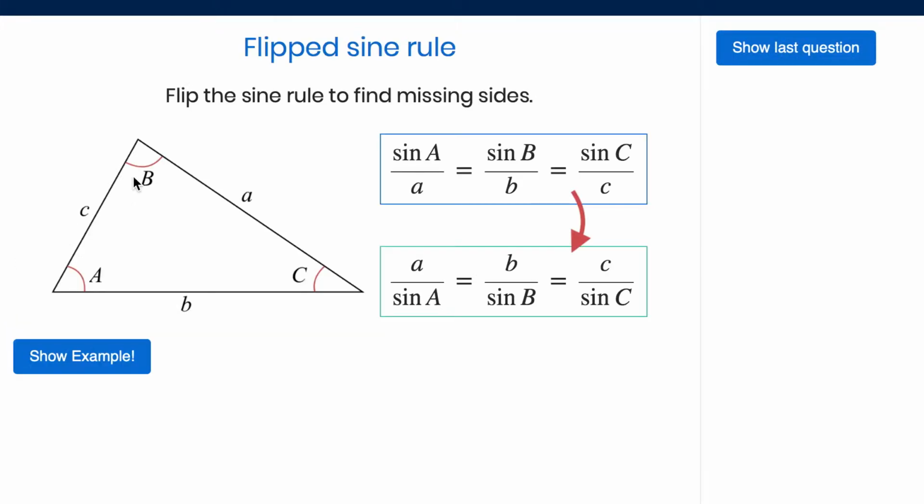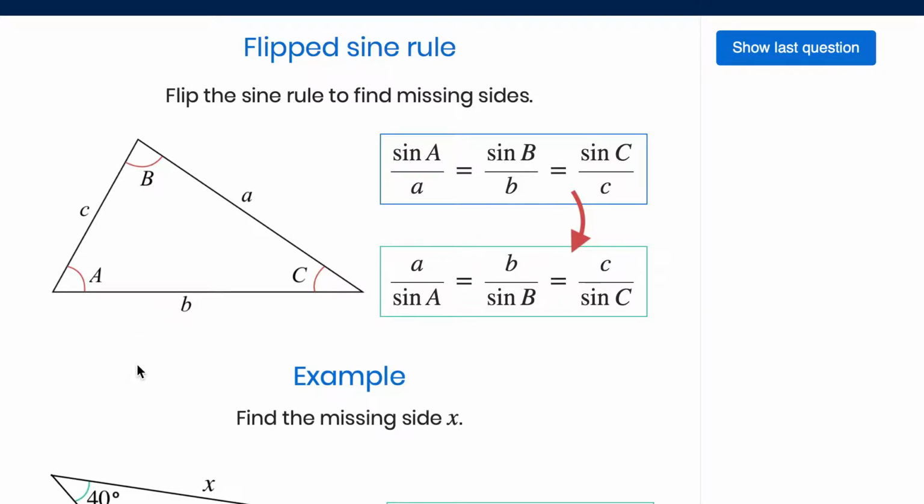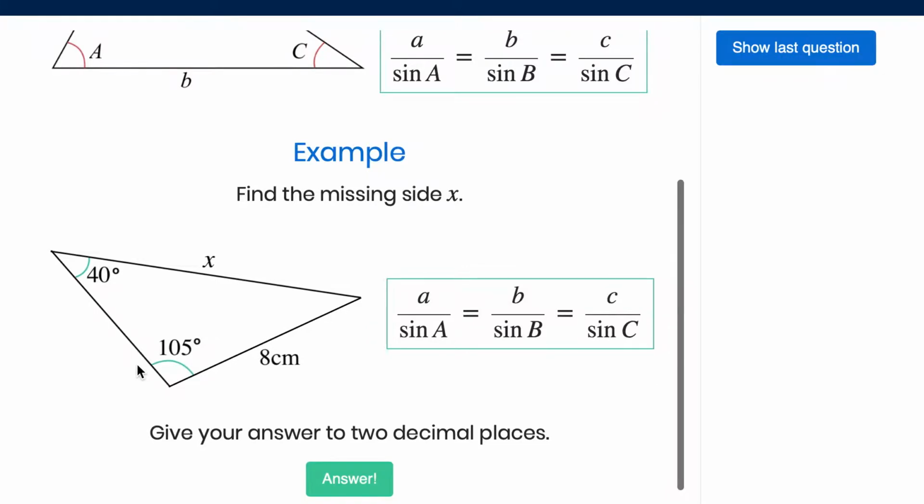And we do this by flipping the sine rule to get a over sine A equals b over sine B equals c over sine C. This puts the sides on the top, making missing lengths much easier to find. Right, so let's see an example. Find the missing side x, give your answer to 2 decimal places.